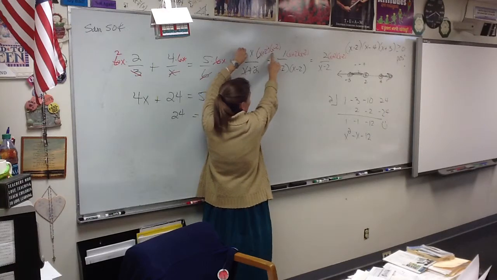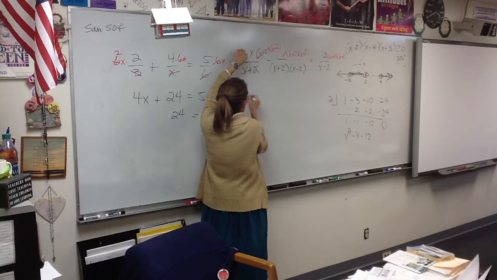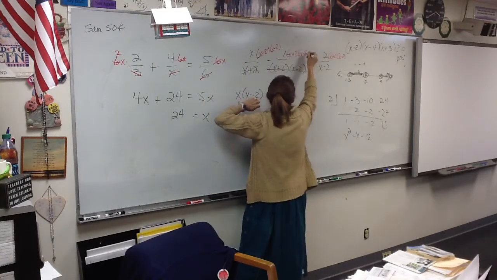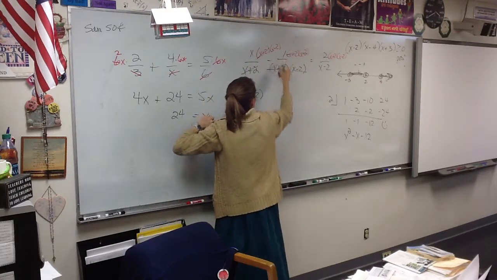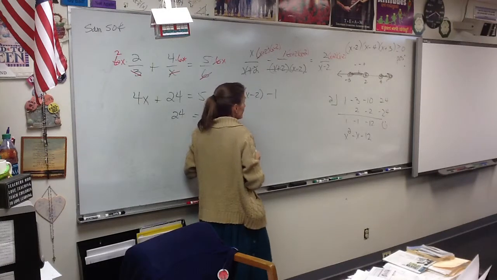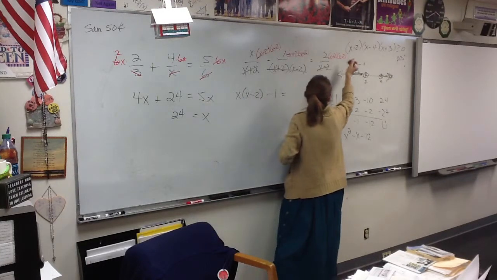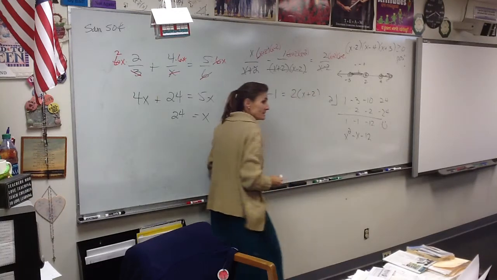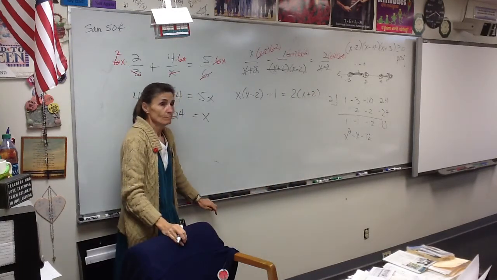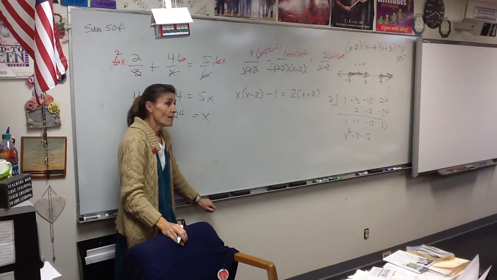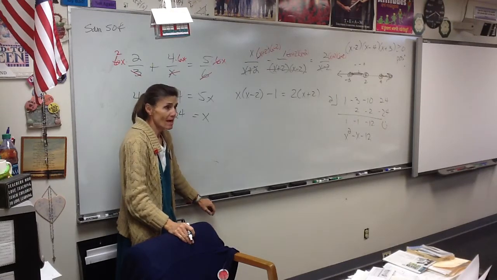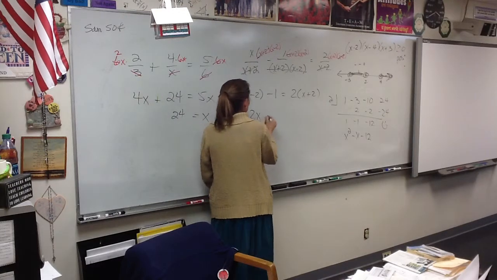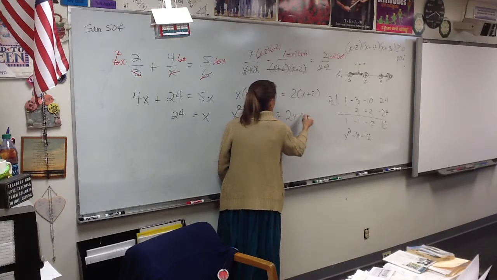What am I left with? X times x minus 2. Gone. What am I left with? Minus 1. Gone. Left with 2, x plus 2. Everybody see that? That is not hard. You can do that. So x squared minus 2x minus 1 equals 2x plus 4.